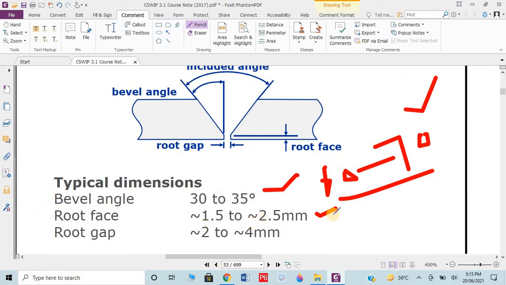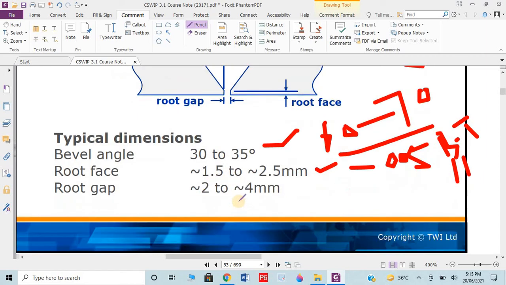If the root face is 0.5, what will happen? Less root face means pressure will be more, burn through will occur, right? If it is more than 2.5, it means the height is more, then lack of penetration.